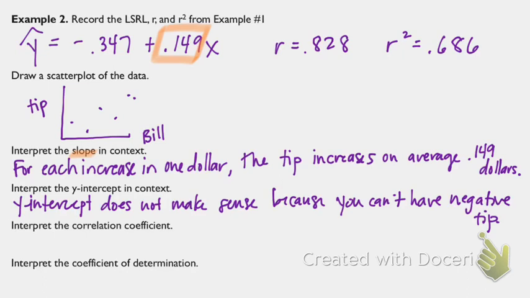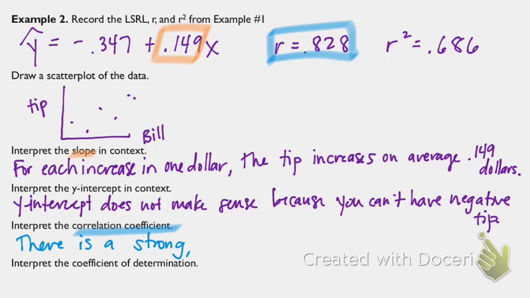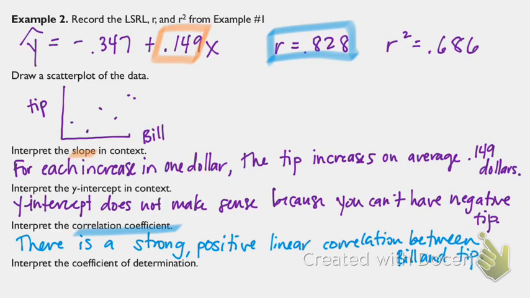Okay, my correlation coefficient is R, and what do I do to interpret R? It's the stuff from last week, that acronym that's your favorite, LSD. So I would say there is a strong, positive, linear correlation between x and y. What are my x's and y's? Bill and tip. It can be in any order.